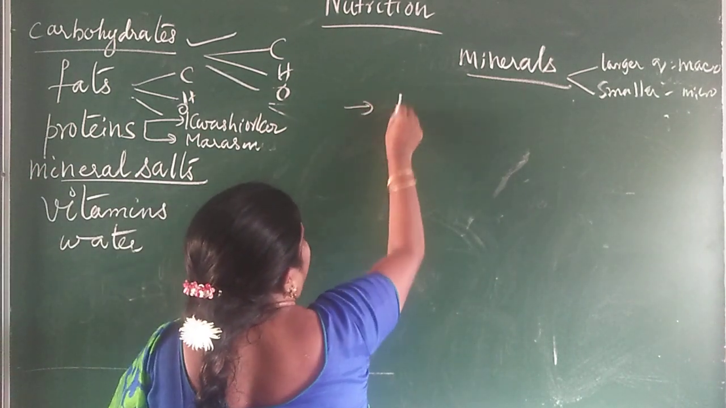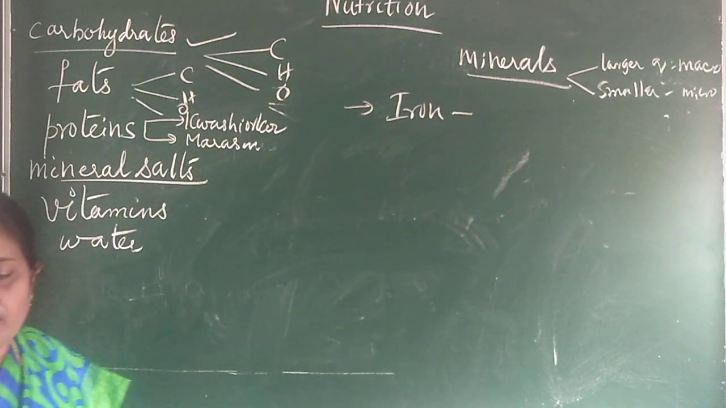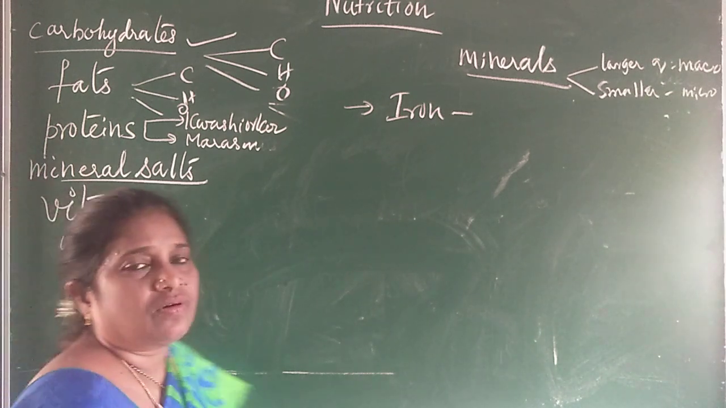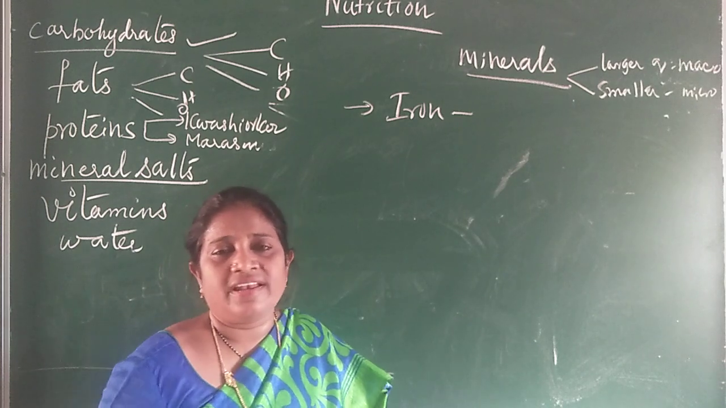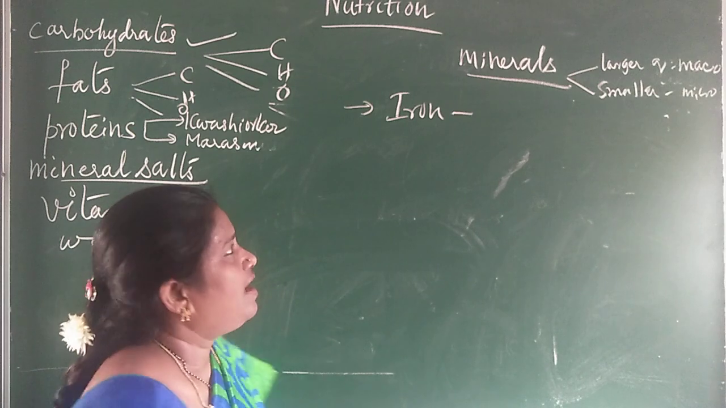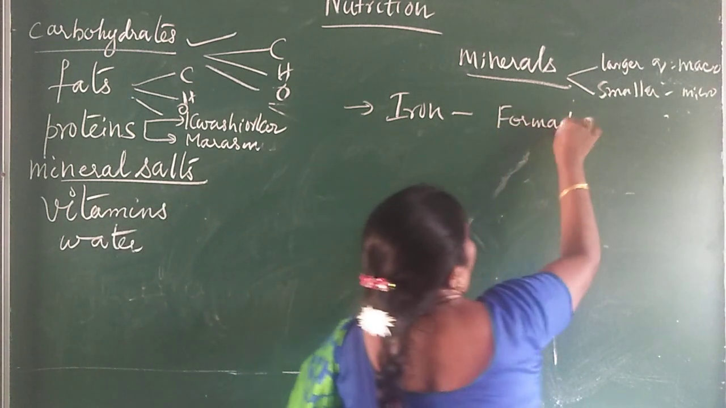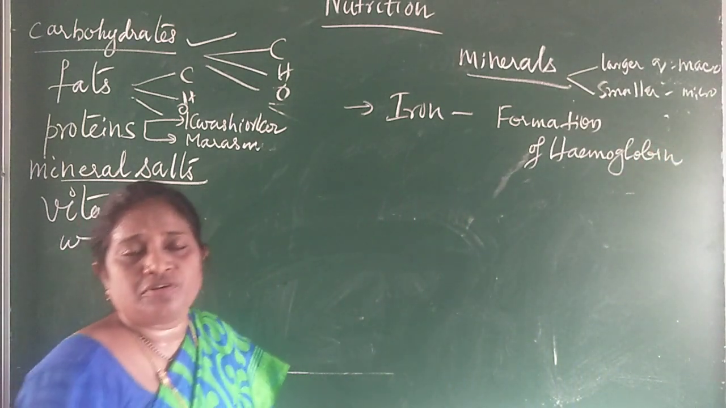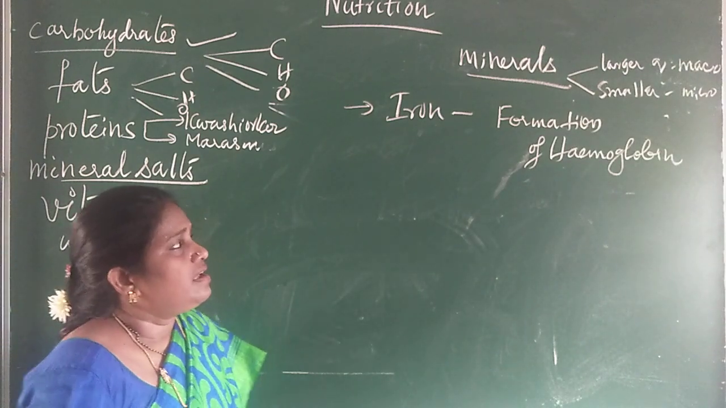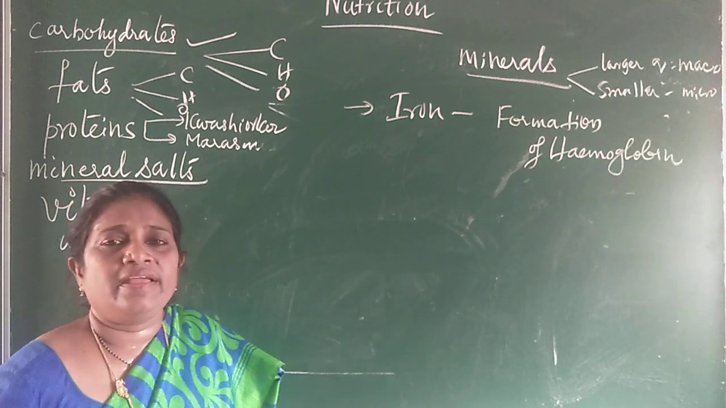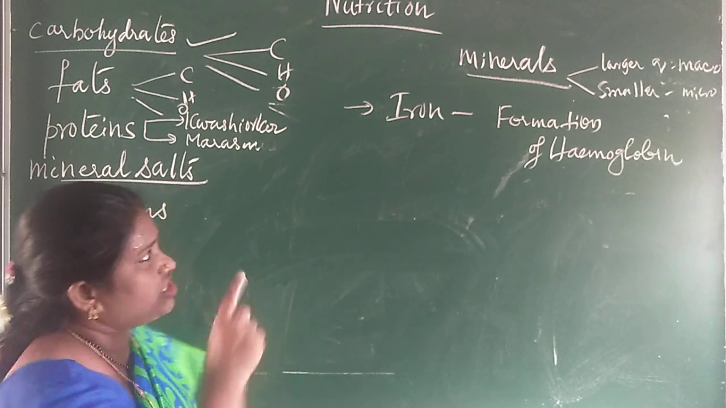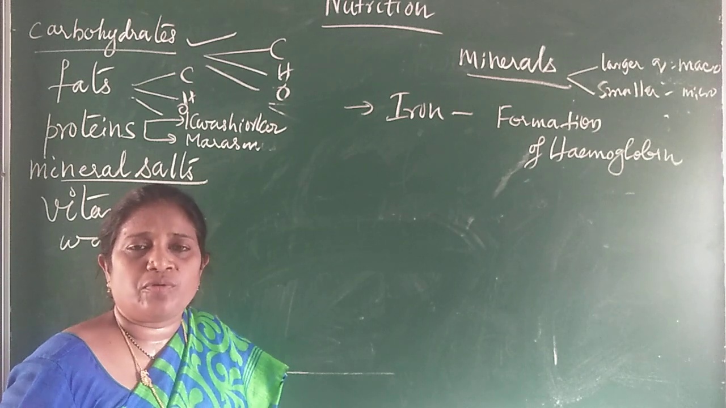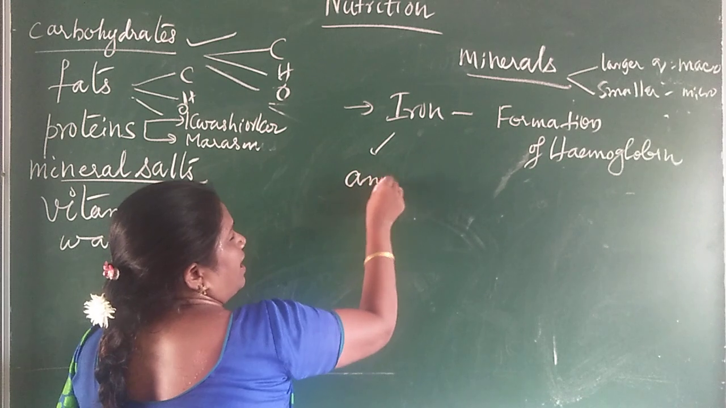Now the next important mineral is iron. Children, you know that your body requires iron. Some of the sources: iron is rich in all green leafy vegetables, meat, egg, etc. Iron is very, very important for the formation of hemoglobin. So green leafy vegetables are very, very rich in iron. What is hemoglobin? Already you know. Hemoglobin is a respiratory pigment found in red blood cells. So children, since iron helps in the formation of hemoglobin, we should all have the required amount of hemoglobin in our blood. Otherwise, that leads to a disease called anemia.